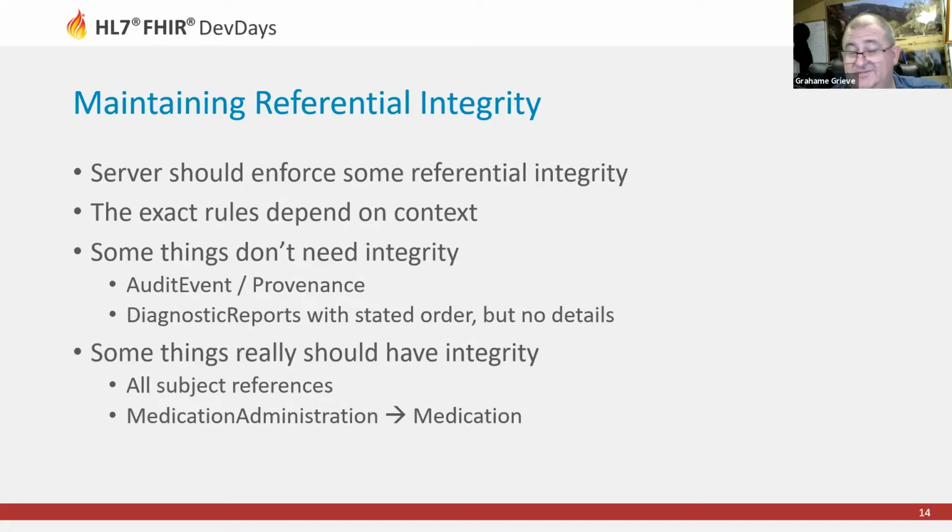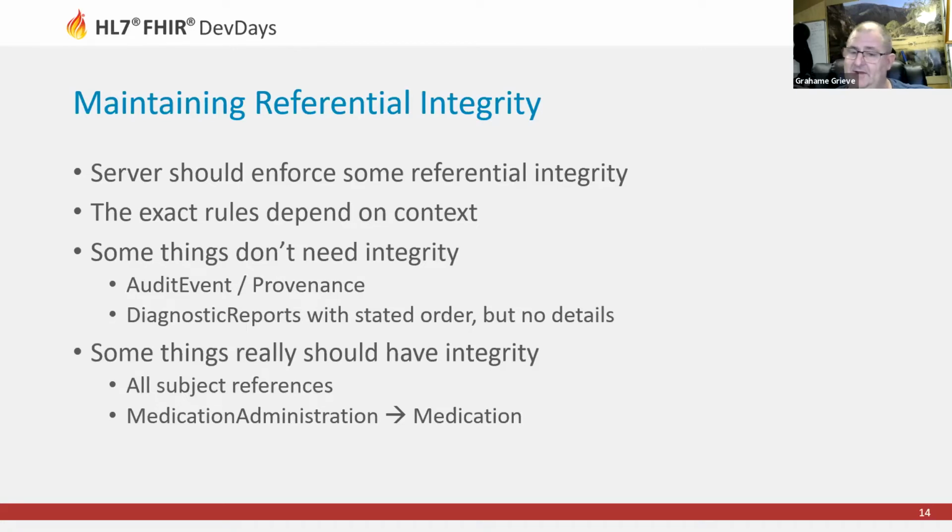On the other hand, in a clinical system that really is meaningful, you really don't want to have a resource where the subject points to something you don't know what it means. Why do you have the data? It's pointless and useless to you. So pretty much, unless you're one of those general purpose clinical data repositories that takes everything and hopes for the best later, you should have integrity on subject.